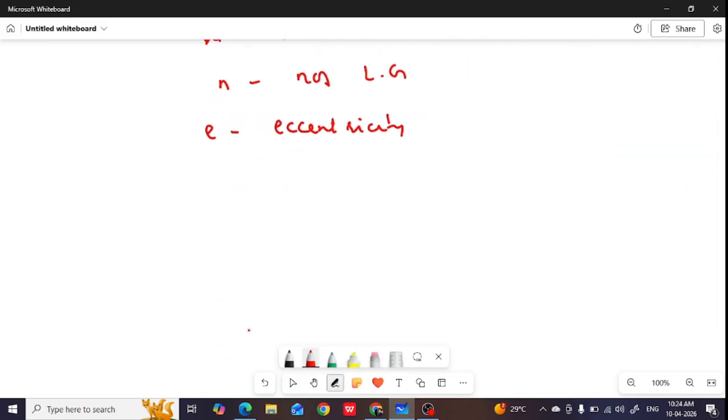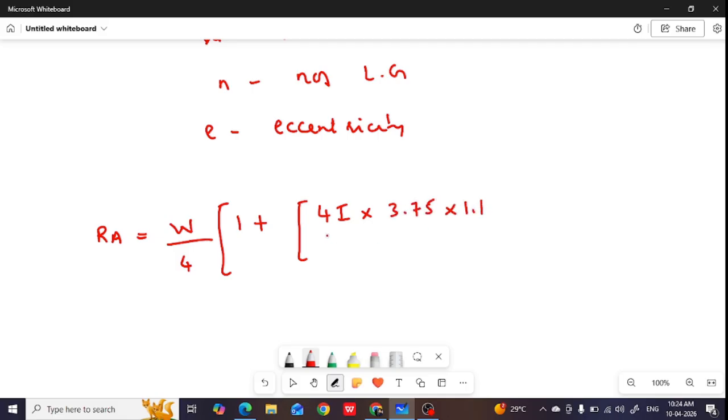You can find RA. RA means the reaction factor for girder A. RA equal to W by 4, as there are 4 girders, into 1 plus 4I into 3.75, which is the dx, into E, which is 1.1, divided by 2I. Two girders are at a distance of 3.75 meter and 2 inner girders are there, 2I, and the distance of those two inner girders with respect to the central axis of the bridge is 1.25.